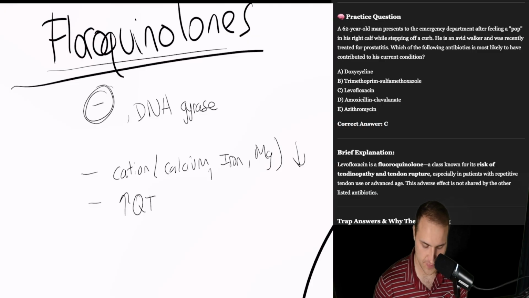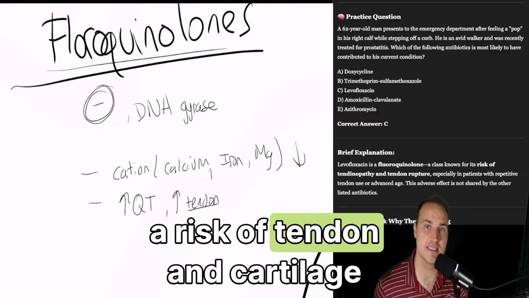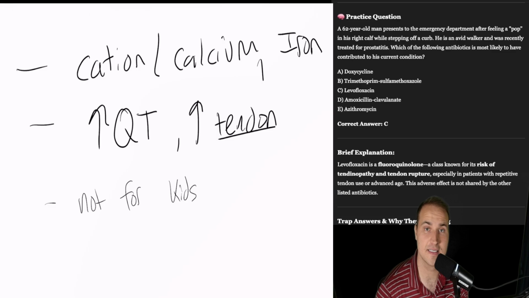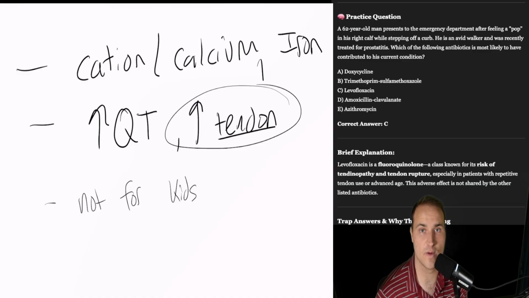And then what's really particular, and you're almost guaranteed to see this one, they just love asking about this, is the risk of tendon and cartilage damage in the elderly, especially if they use chronic steroids. And this is not recommended for children, and it's teratogenic. Why is it teratogenic? Think about it. We mentioned the tendons and the cartilage. That's the reason why it'll damage them.